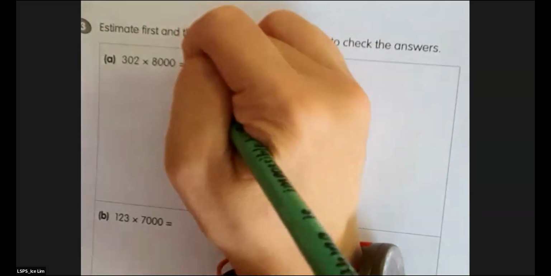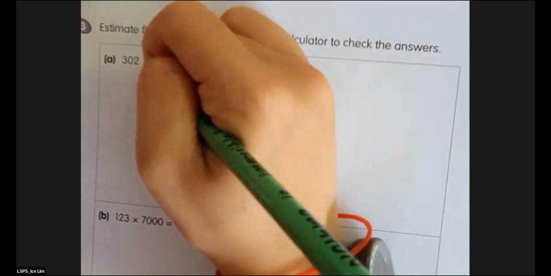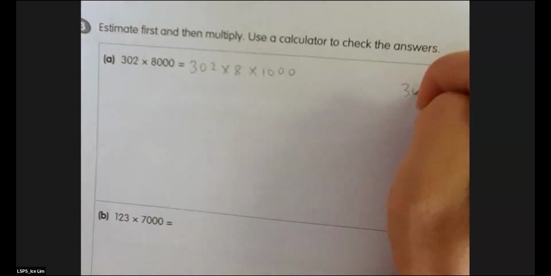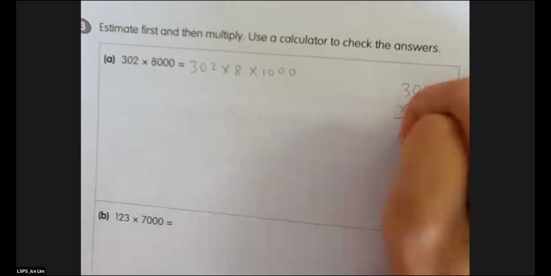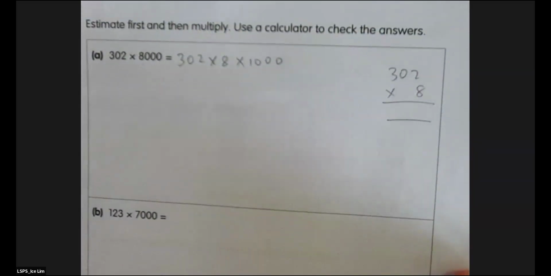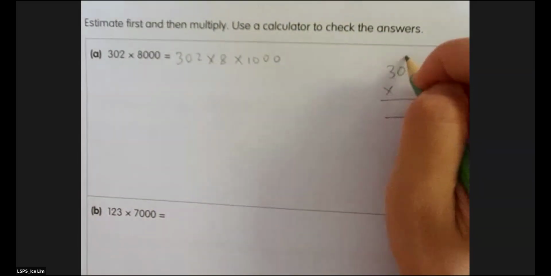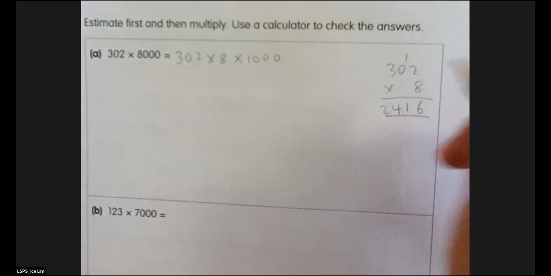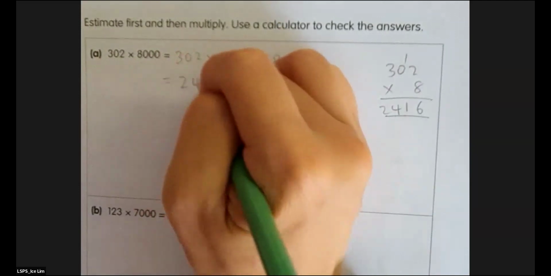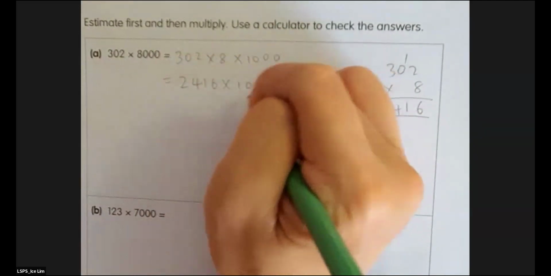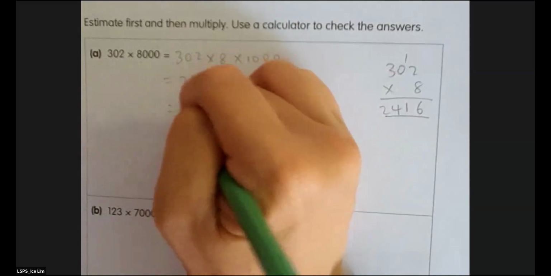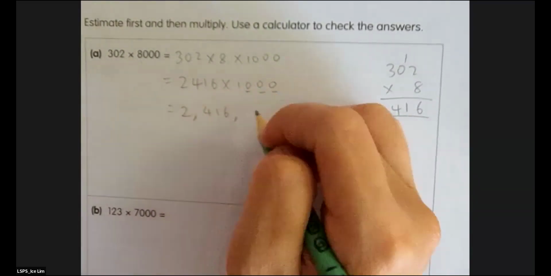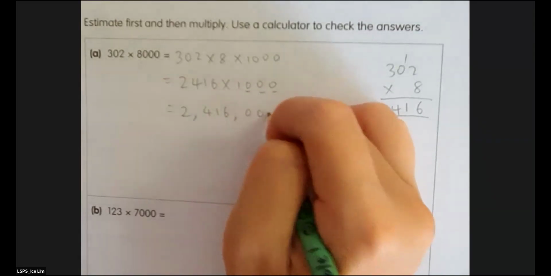So I have 302 multiplied by 8,000. I will times 8 first, then I times 1,000. So 302 times 8. 2 times 8 is 16. 0 times 8 is 0, plus 1. So it will be 2,416 times 1,000. So the answer will be 2,416,000.